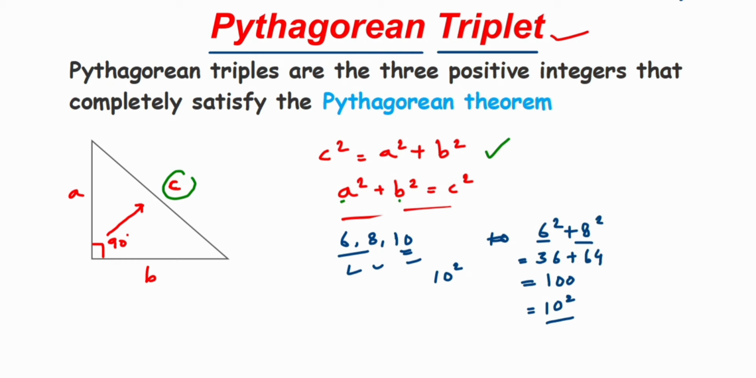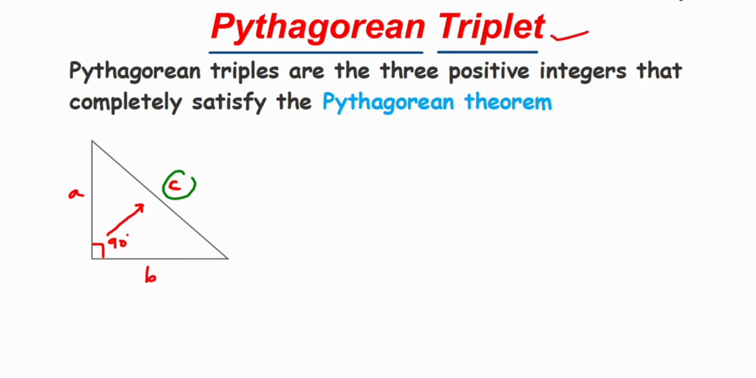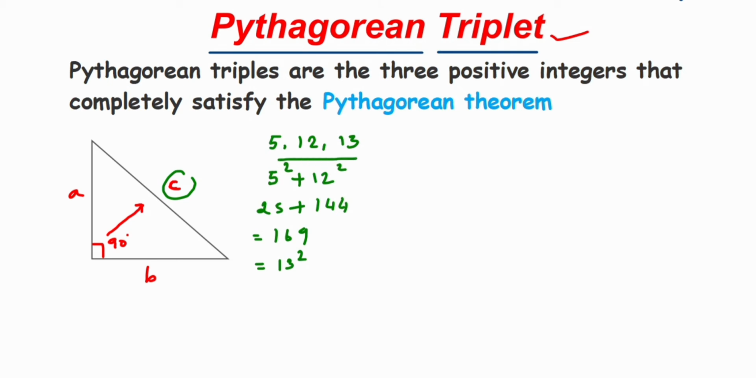Now let me take one more example. If I take the example of 5, 12 and let me take it as 13. Here 13 is the largest one, so obviously it will be the hypotenuse. So 5 square plus 12 square. 5 square is 25 and 12 square is 144. If I add them, I'll get 169, and we know that 13 square is nothing but 169. So this is satisfying. So 5, 12 and 13 are one more triplet.